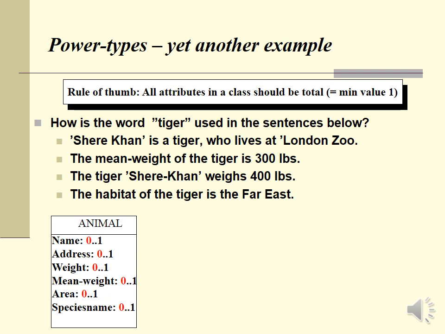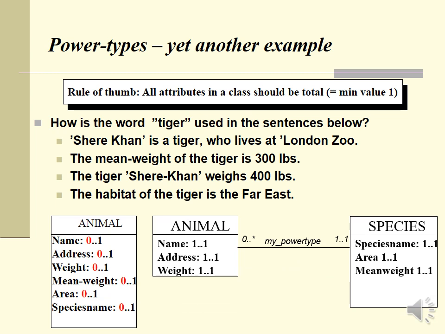So let's divide this too big animal class into 2 new classes using power types, and then we will have something like this. We have animal, which is a copy class, and we have species, which is a power type. The animal properties, that is the individual properties, we put them in animal, and then they all become total. So an individual animal has a name, for instance Shere Khan, it has an address, it could perhaps live in London Zoo, and it weighs something. For instance, we have a big tiger weighing 400 pounds.